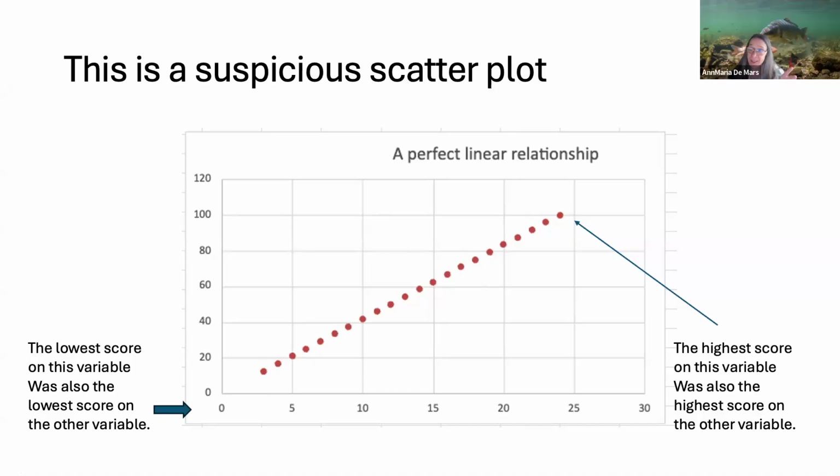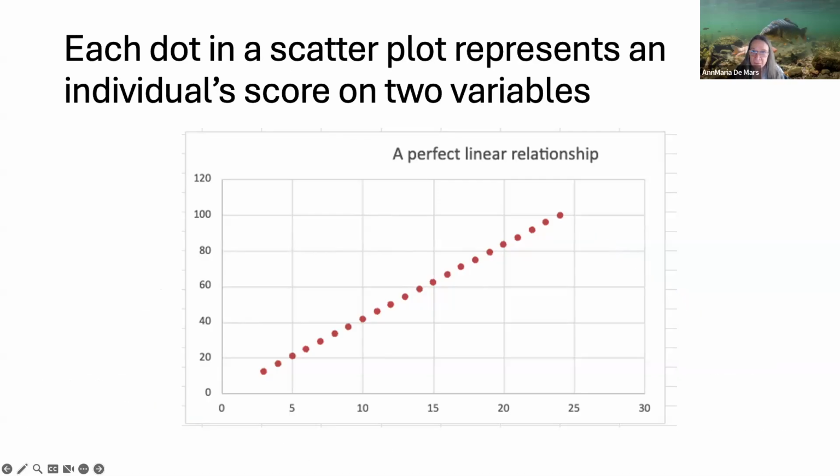Now, in this case, I made a mistake. Well, I did on purpose to show you for this course. The x-axis here is the number of answers they got correct, and the y-axis is the percent correct on the test. So, of course, they're perfectly correlated.